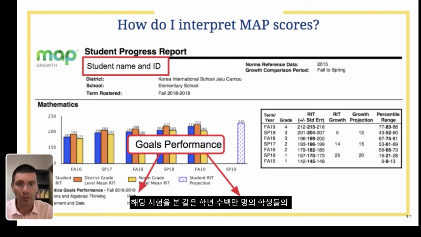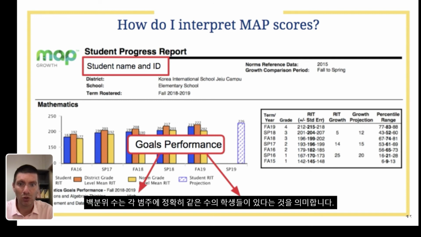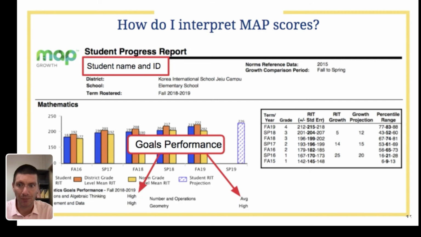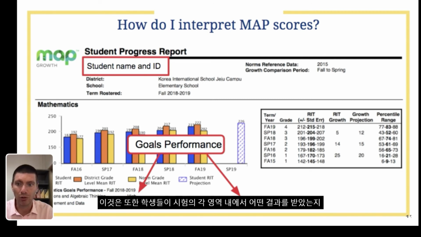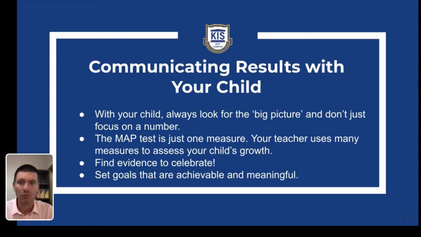The goals performance, once again, based on millions of students who did this test in the same grade, shows how your child performed. Using a division scale called percentiles, the scores are broken down into 5 categories: low, low average, average, high average, and high. Percentiles mean exactly the same number of children lie in each category. This also provides a further breakdown of how students did within each area of the test.